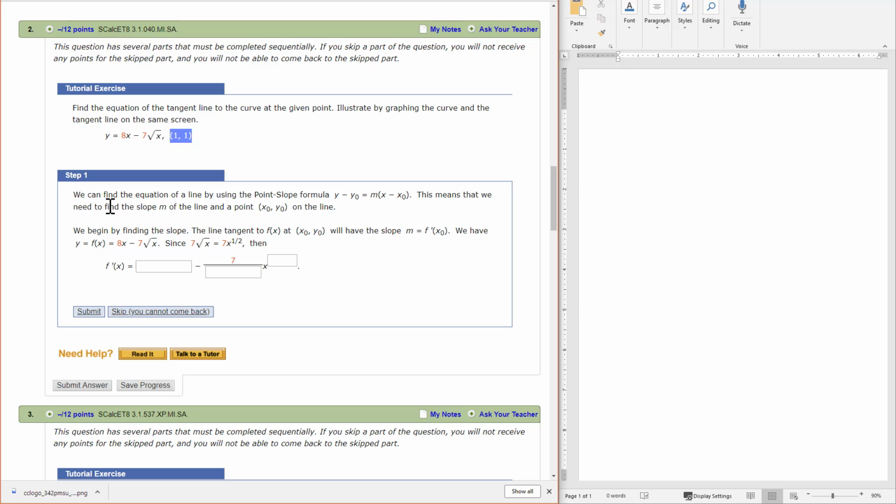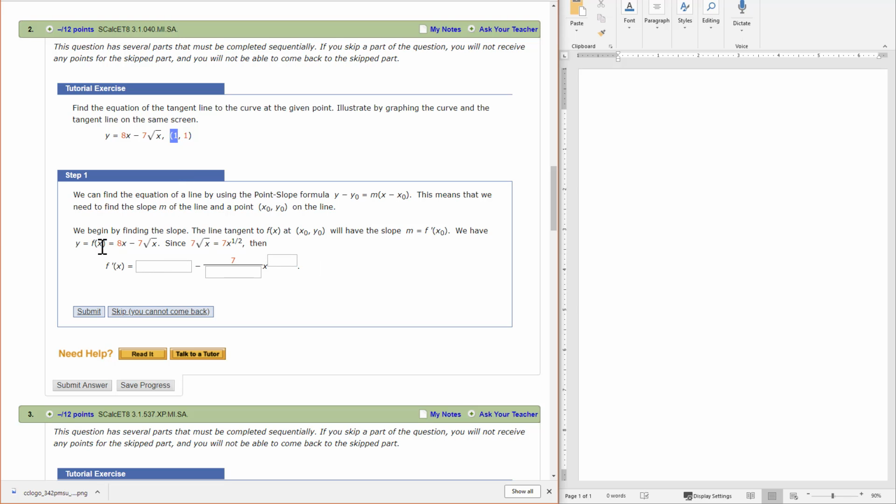So first, we want to acknowledge the idea that we are looking for the equation, and we have the x sub 0 here, 1, and y sub 0 here. So those are the numbers that would go into the formula. And so the only thing that we're looking for is the slope m, and the slope is going to be the derivative. And then the derivative has to be evaluated at the point x is equal to 1.